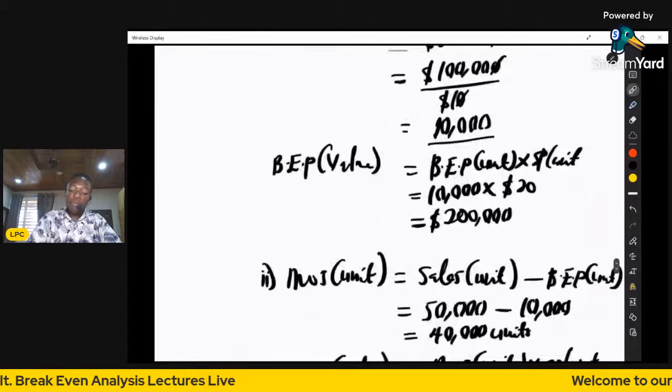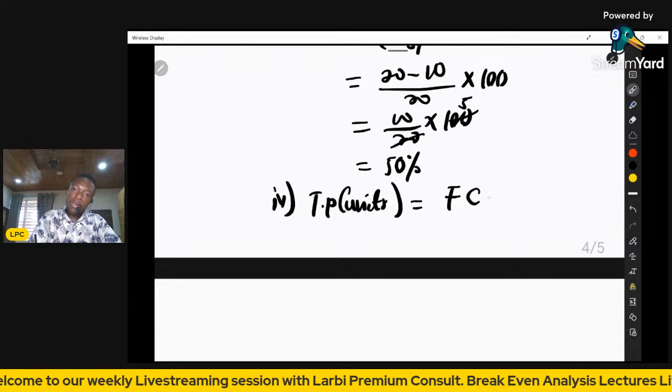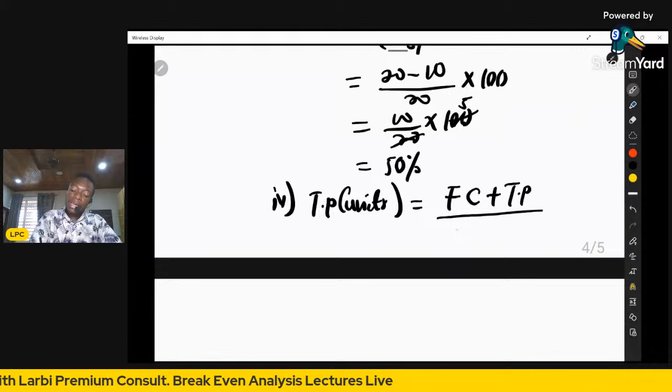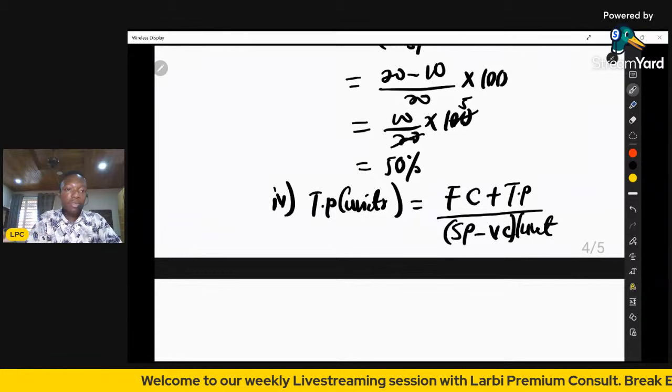So we said that our target profit in terms of units should be equal to our fixed cost, remember the formula, plus the target profit, divided all by the selling price minus the variable cost, all per unit. Since we are finding target profit in terms of units, this is how it's going to be. If we are to find the value, you multiply the target profit in units by the selling price per unit. So what are we getting?